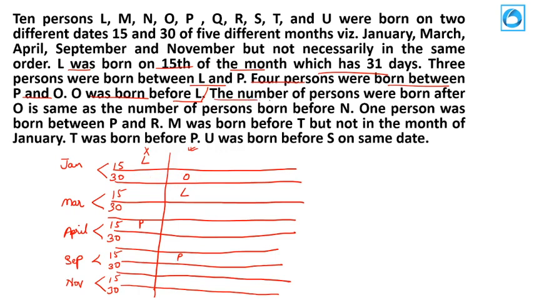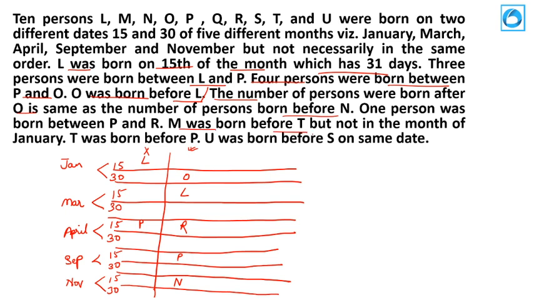Then let's have a look. The number of persons who were born after O is same as the number of persons before N. So we will have a N here. Then one person between your P and R, that means R will be here because N is already on November 15th. Then we have one person was born between P and R, that is done.